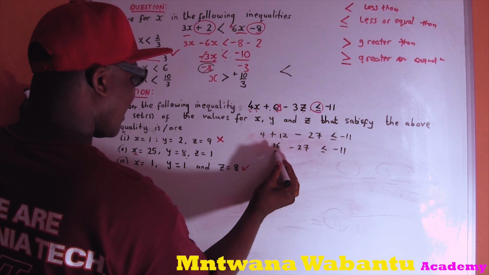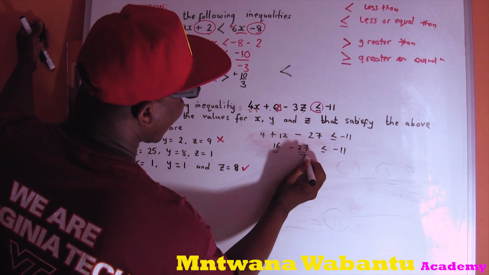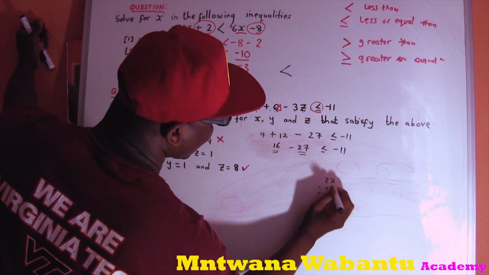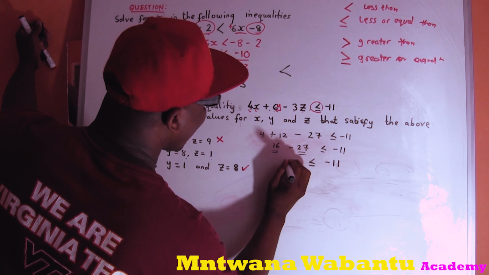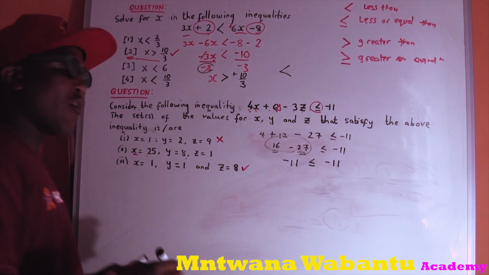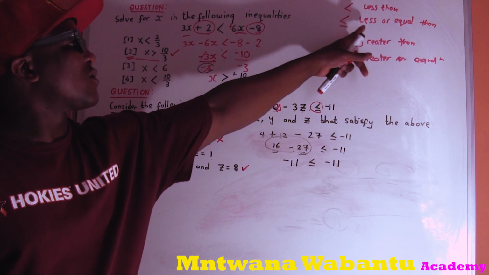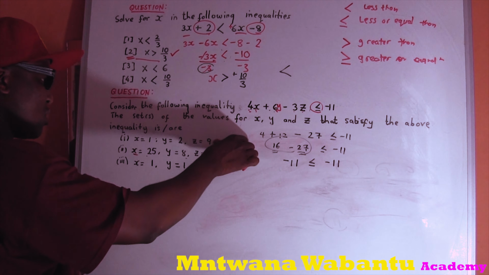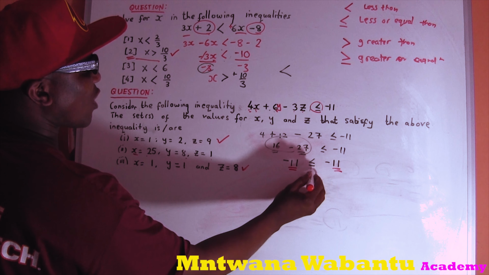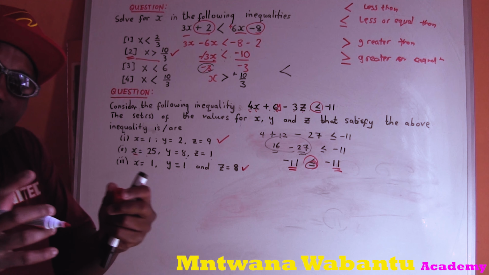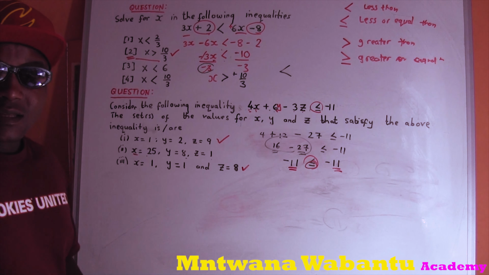Okay, 16 minus 27. So 27 minus 16 is going to be 11. So negative 11 less than or equal to negative 11. This is negative 11 here and this is negative 11. Oh yeah, because negative 11 is not smaller, but it could be smaller or equal. Less or equal, yes. So option 1 is true. I was wrong. This option is true because negative 11 is not smaller, but it is equal. So this proves to us that it could be equal. So man, listen, that's how you solve this equation.